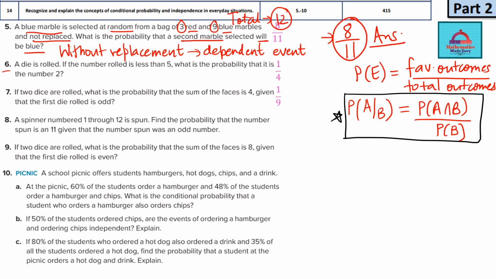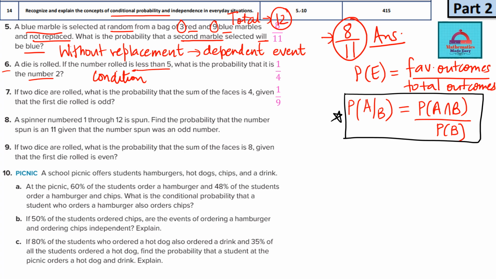Okay, let's do sixth. A die is rolled. If the number rolled is less than 5, what is the probability that the number is 2? So here if you see, a condition is given. What is the condition? If the number rolled is less than 5. So when you have a condition given in the question, you know you have to apply the concept of conditional probability.